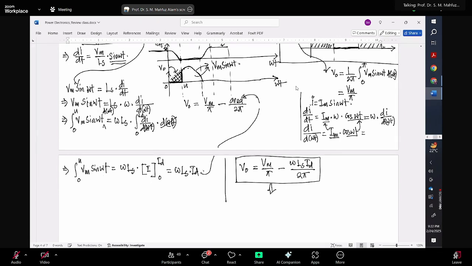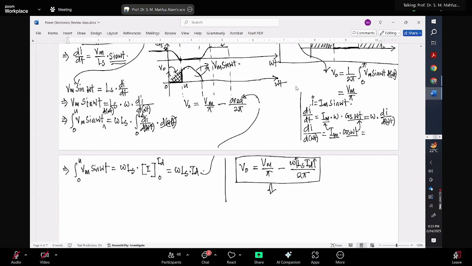So from that, what can we conclude? If your Ls value is getting bigger, then what will happen to the output? Will it be increasing or decreasing? A decrease. Again, for the same inductance value, if your output current or the load current is higher, then what will happen to the output voltage? It is also decreasing, right?